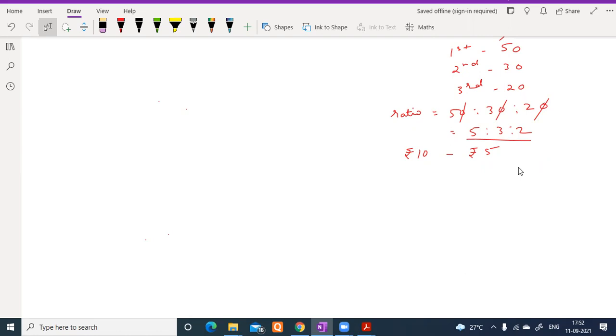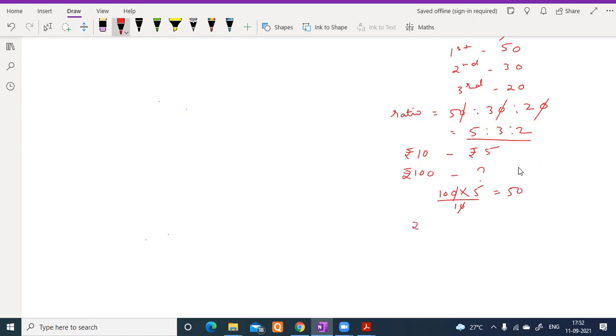Rupees 10, if I have, I get rupees 5. But if I have rupees 100, how much do I get? That is nothing but 100 into 5 divided by 10, which is nothing but 50 rupees. So I get 50 rupees.